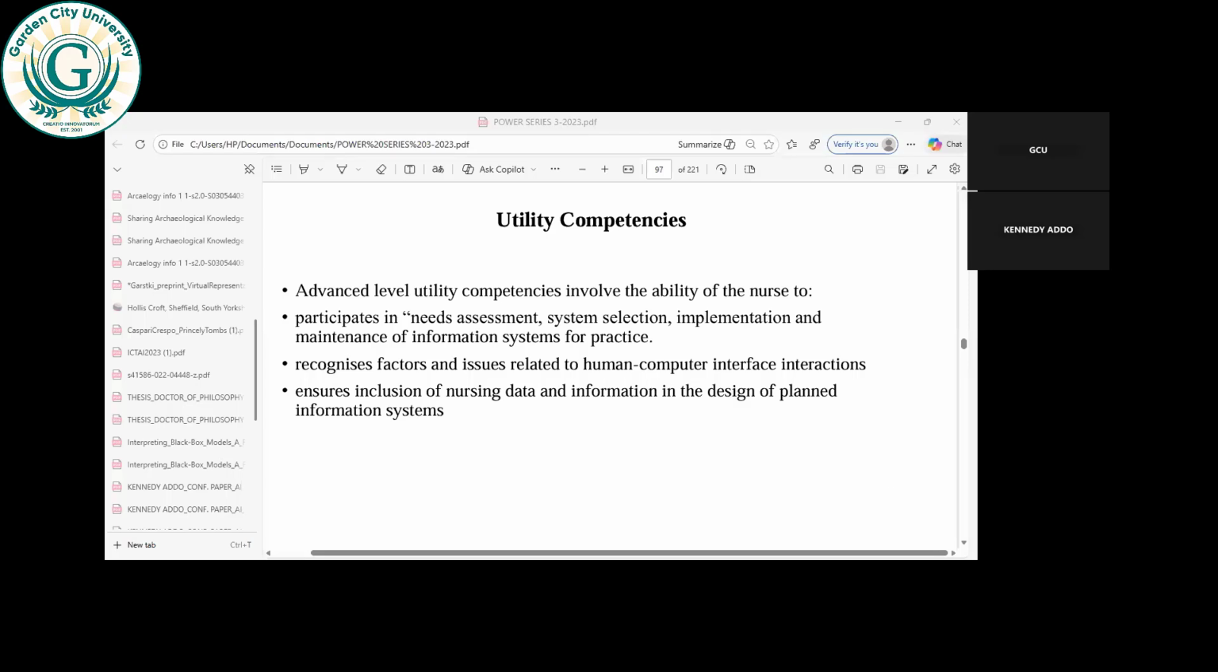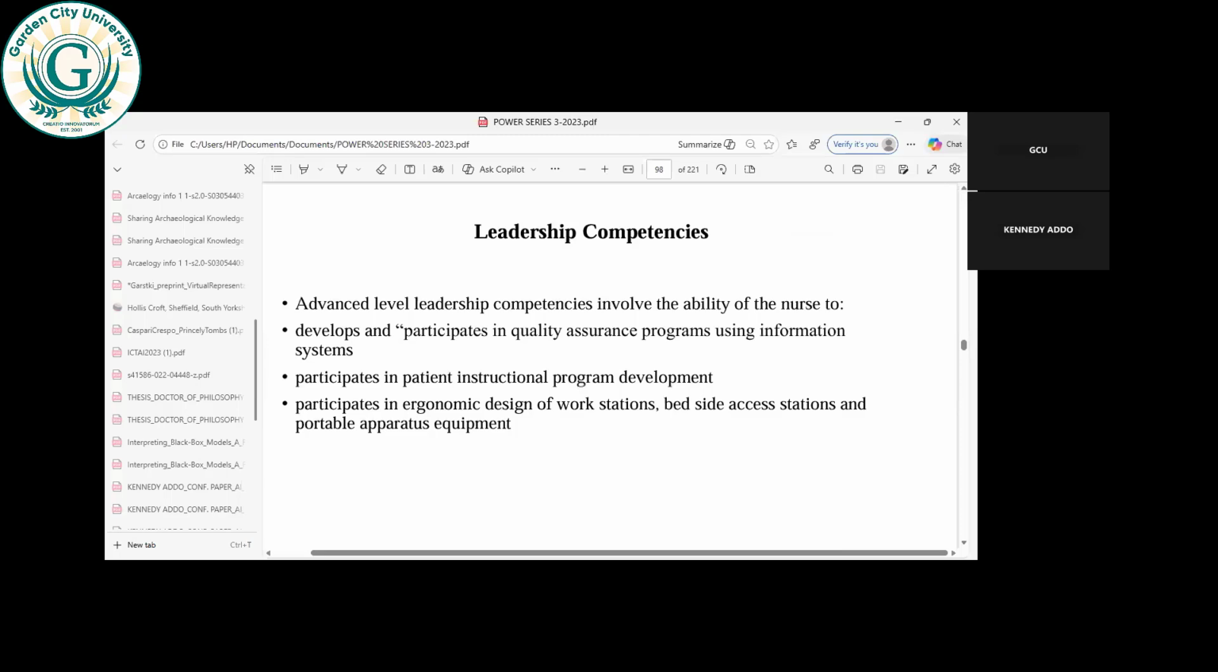the system has to be periodically updated, and you should also be involved in that. Then the last one, which is leadership for advanced or innovator level: you develop and participate in quality assurance programs. All you do is to ensure that excellence always prevails in terms of having smooth workflow among care providers. Then you participate in patient instructional program development.